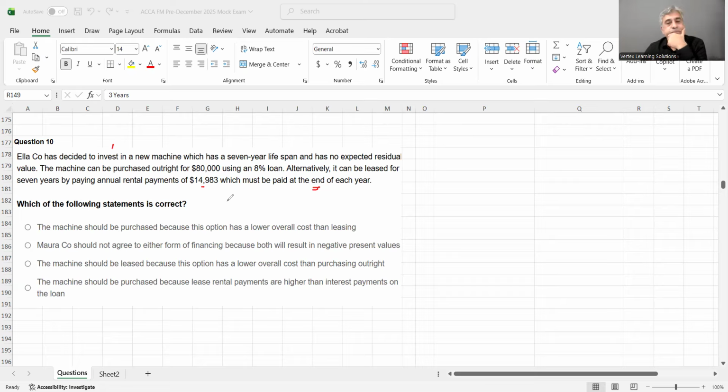Which of the following statements is correct? The machine should be purchased. Okay, so that's kind of a lease and buy thing. The machine should be purchased because this option has a lower overall cost than leasing. The company should not agree to either form of financing because both will result in negative present values. The machine should be leased because this option has a lower overall cost than purchasing outright. The machine should be purchased because the rental payments are higher than interest payments on the loan.